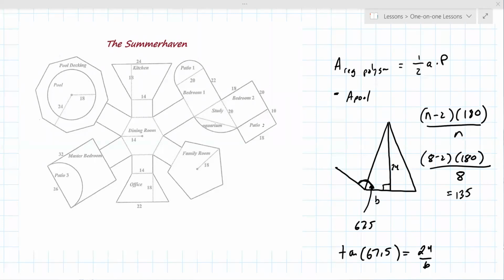Okay. And then patio number 1 is kind of changed the way we've been doing this. It's 1/2 pi times 10 squared, because it's this one top right. The diameter is 20, so the radius is 10, so that's why it's there. Bedroom 1. Method 2.